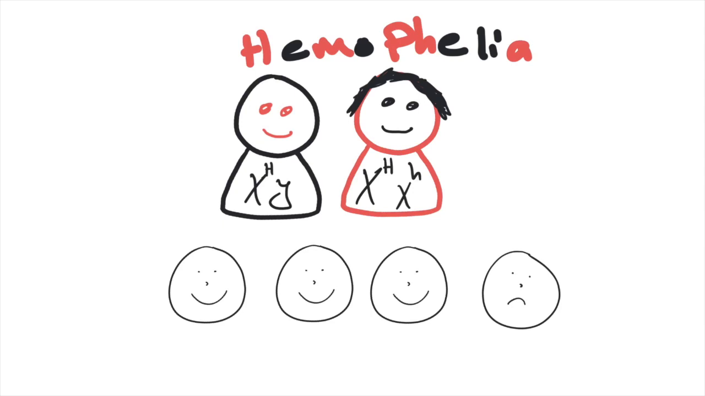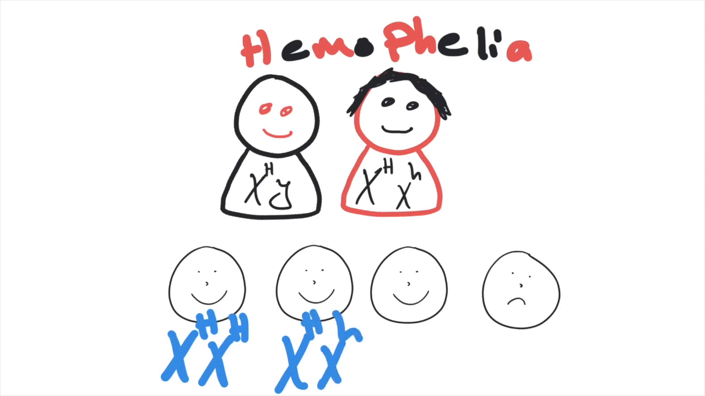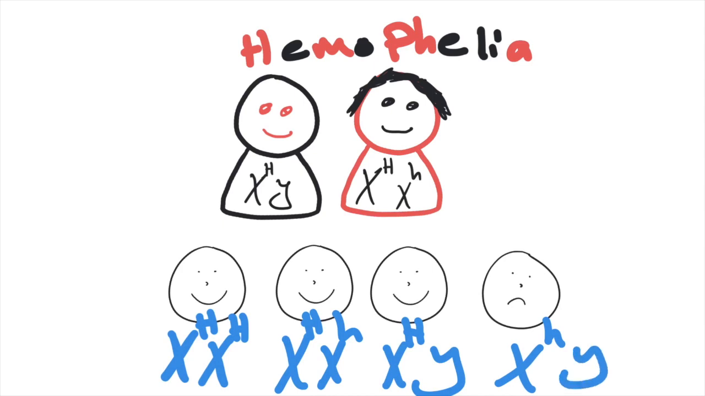So in this case, if you try to breed those two parents, then you'll end up having a girl that is healthy, another girl that is a carrier just like the mom, a boy that is healthy, and a boy that suffers with hemophilia. So in this case, just like the way we've done it with cystic fibrosis, there's a 25% chance of having this disease.